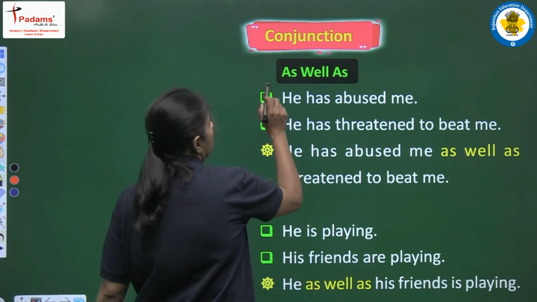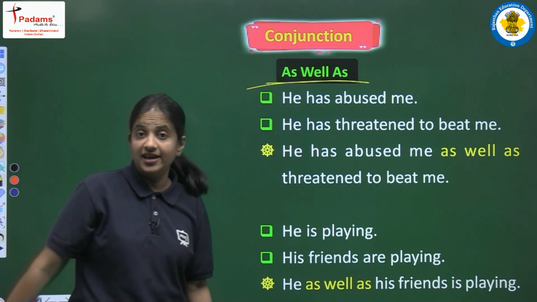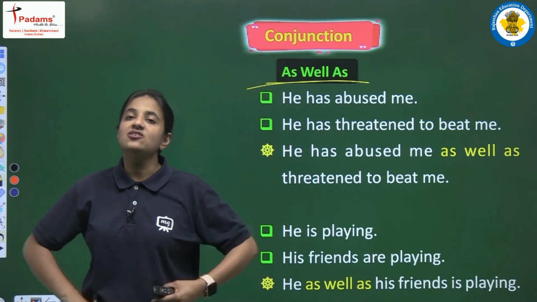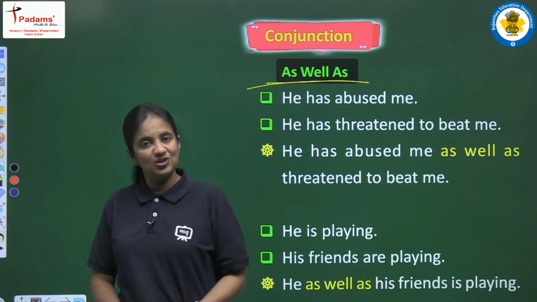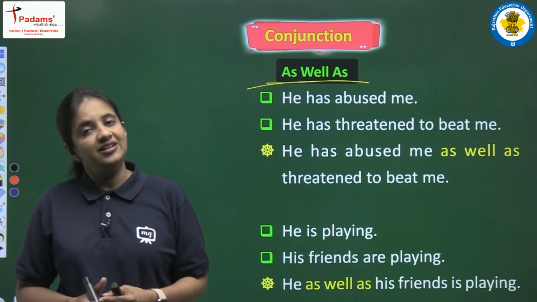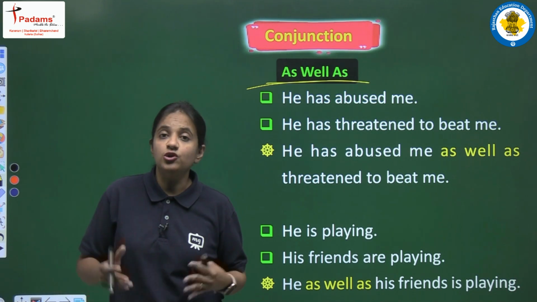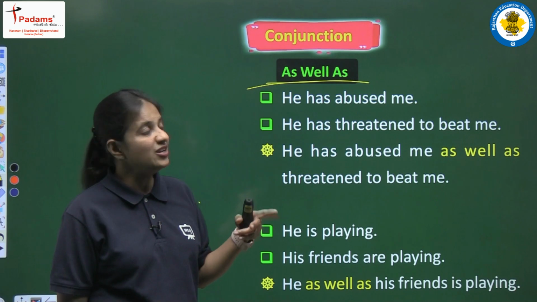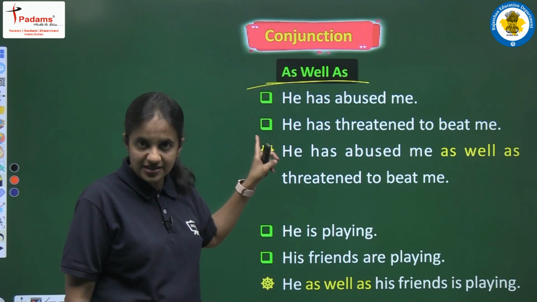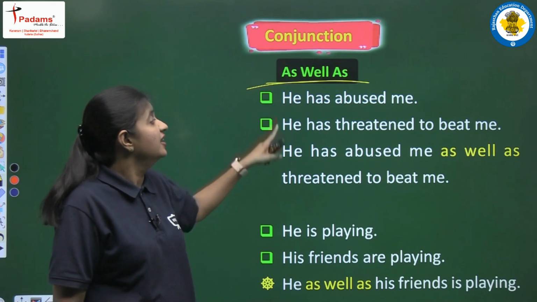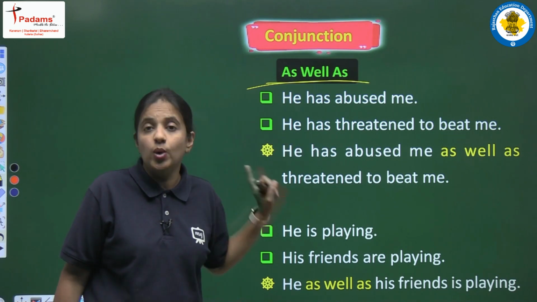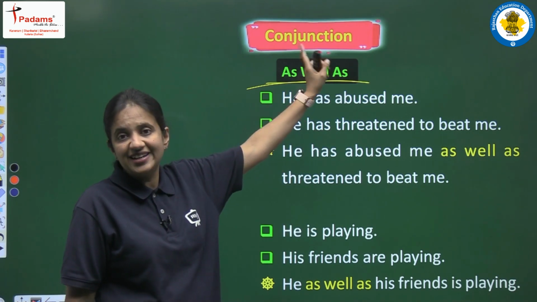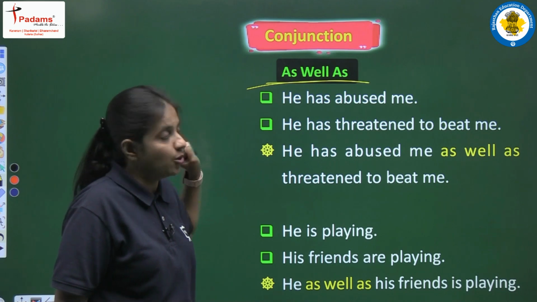Moving on, now let's talk about our second conjunction. So now we will talk about as well as. So yes, as well as, it is also one of the conjunctions. It is also used to join, it is also used to combine, you know, two or more than two sentences, clauses or phrases. So let's see how we can use it. Again, we are having two different sentences and then we have to combine these two sentences into one sentence using the conjunction that is as well as. So let's see how it works.